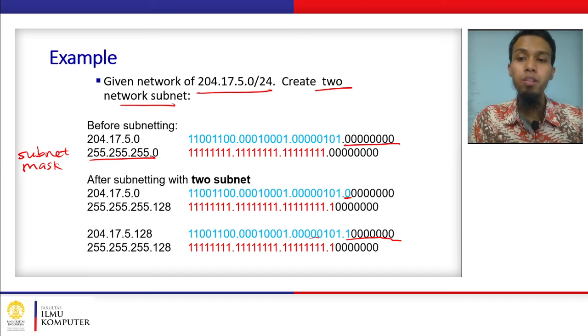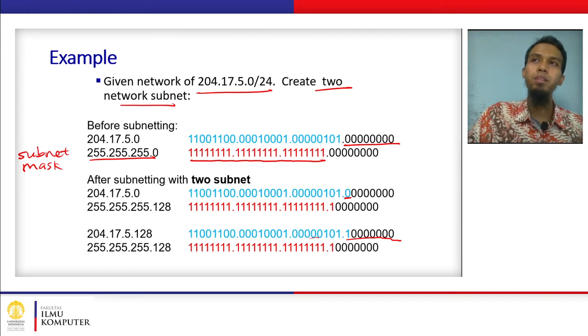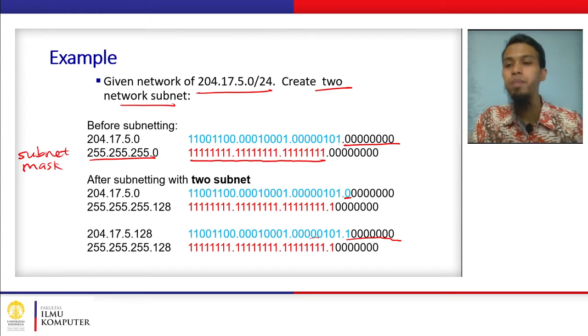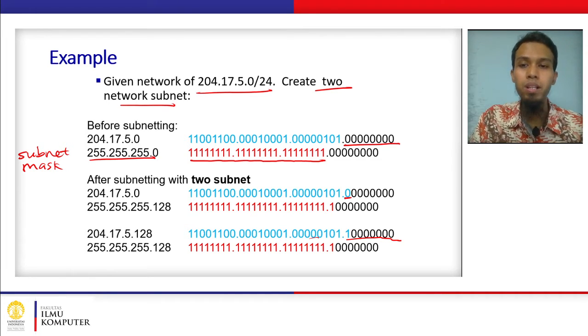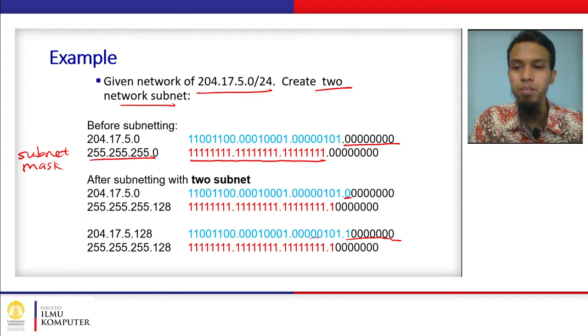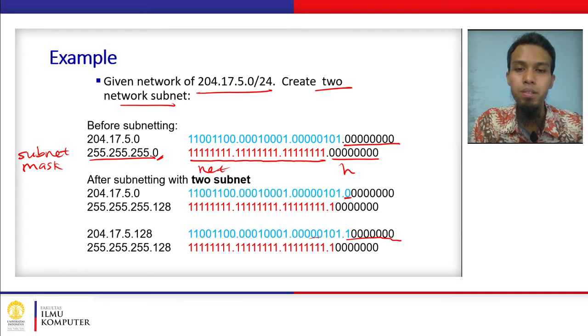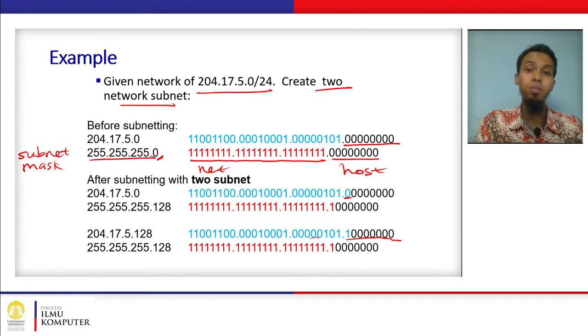For the network part, it is defined with bit 1. The bit 1s start from the highest bit, the MSB, the most significant bit, and then go lower. Since this is /24, we are using 24 bits for the network part. And 0 represents the host part, so basically all zeros.